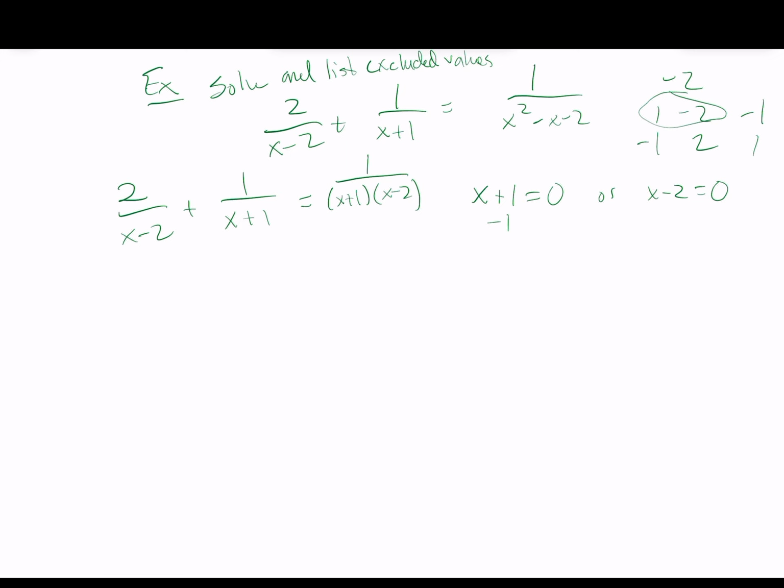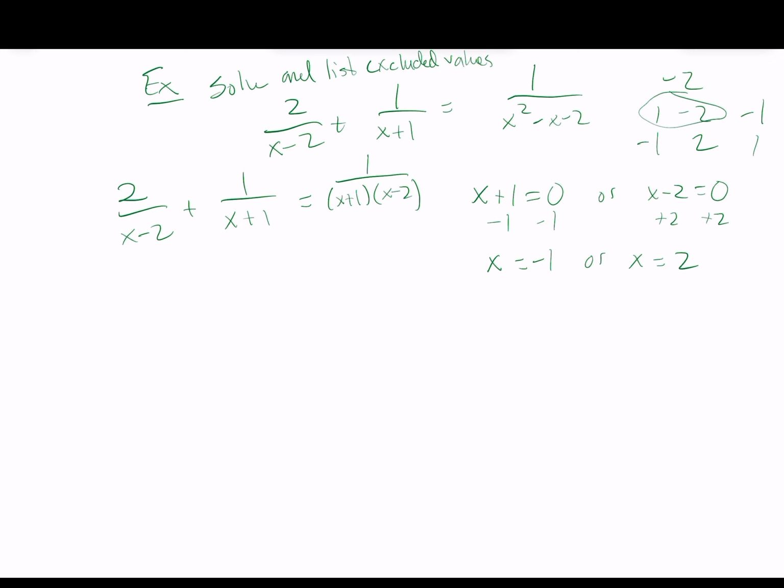We can subtract 1 from both sides of the first one. x is equal to -1. Or we can add 2 to both sides of the second equation, or if x is equal to 2. Okay, so -1 will cause the denominator to be 0, and so will 2. So we have to exclude those values from consideration.